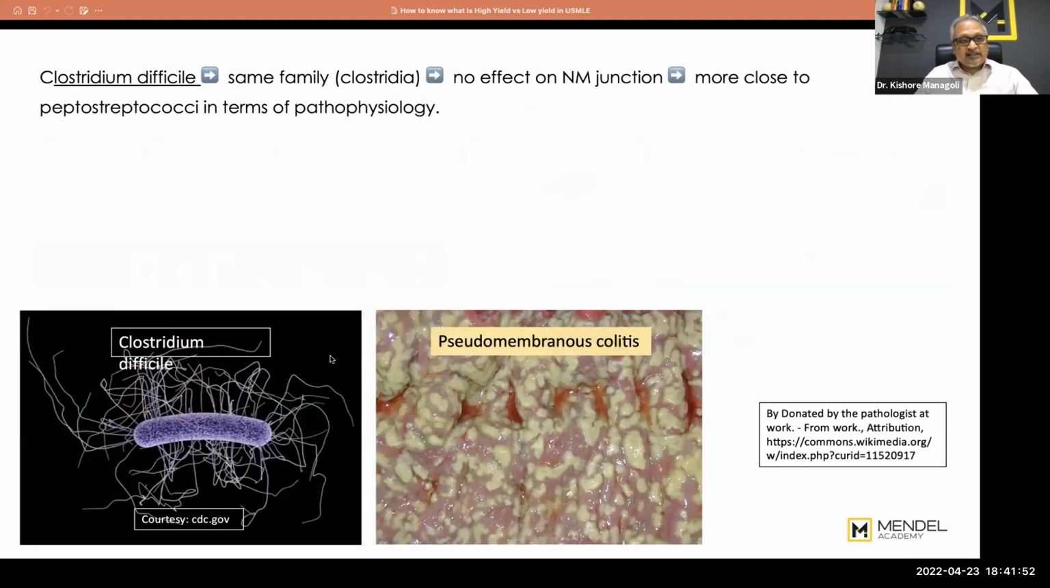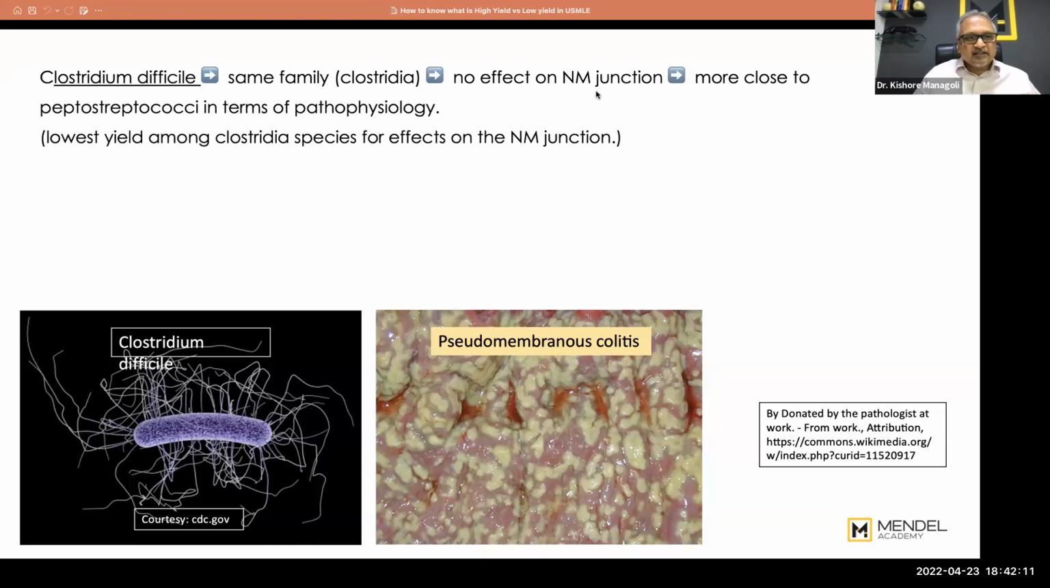There is a third Clostridium, a very close cousin, which is Clostridium difficile, which belongs to the same family, but it has no effect in the first place on the neuromuscular junction. It is closer to Peptostreptococcus, which is an obscure commensal bacteria in the oral cavity, and it is the lowest among the Clostridia species that we saw. If you compare botulinum and tetanus with Clostridium difficile, then Clostridium difficile is low yield, and it is the outlier in the Clostridium family so far as the MCQs are concerned.